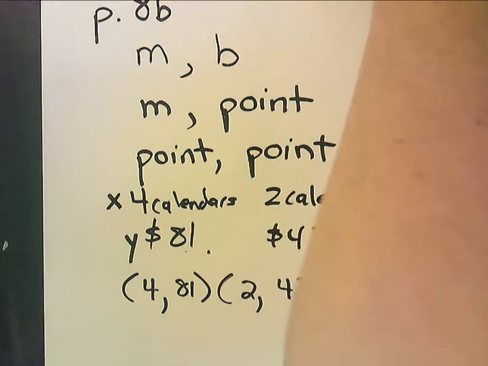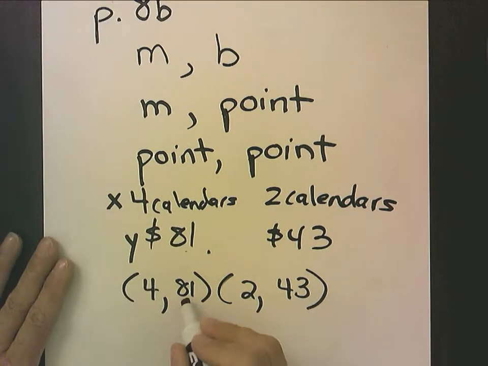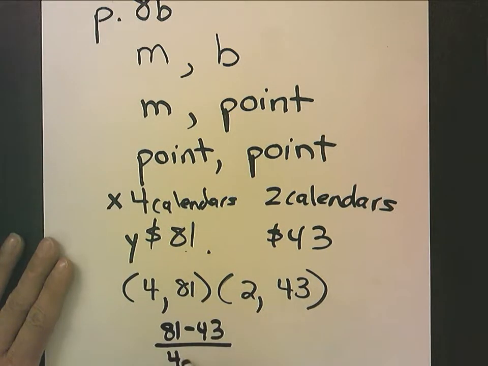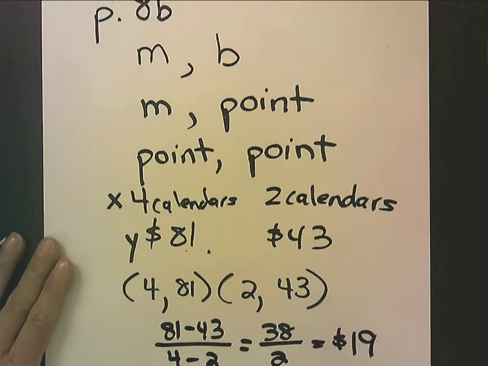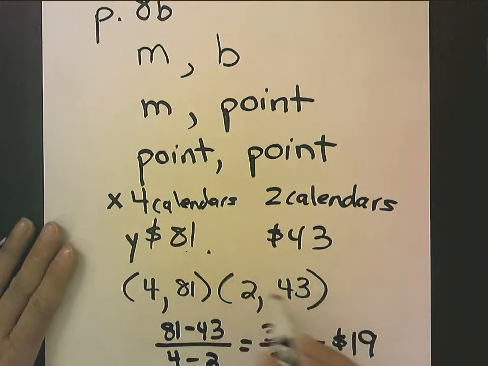To find the slope, I take 81 minus 43 over 4 minus 2. 81 minus 43 is 38, over 2, equals $19 per calendar. So 19 is the slope. Now I'm going to cross out this point so I have a point and a slope.